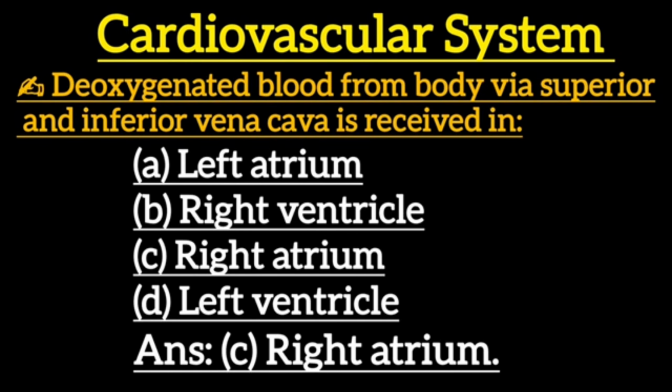Next one is, deoxygenated blood from body via superior and inferior vena cava is received in option A, left atrium. Option B, right ventricle. Option C, right atrium. Option D, left ventricle. Correct answer is option C, right atrium.